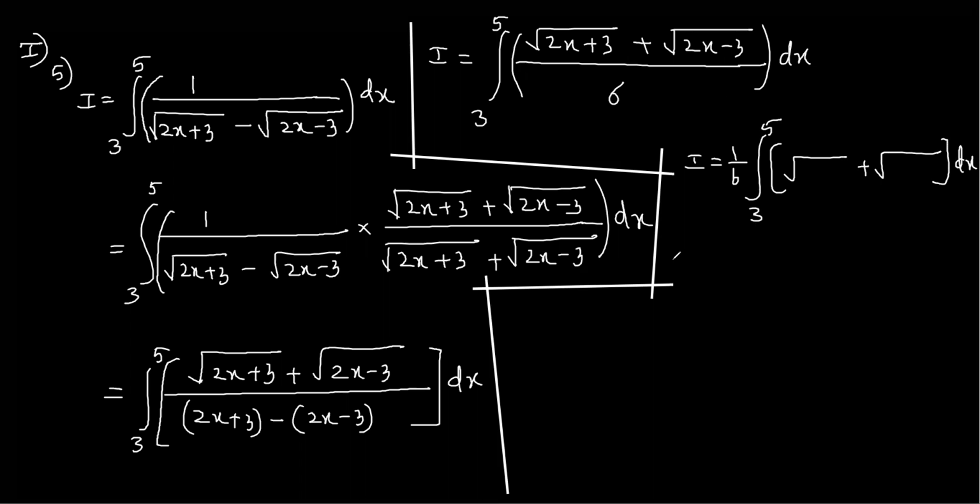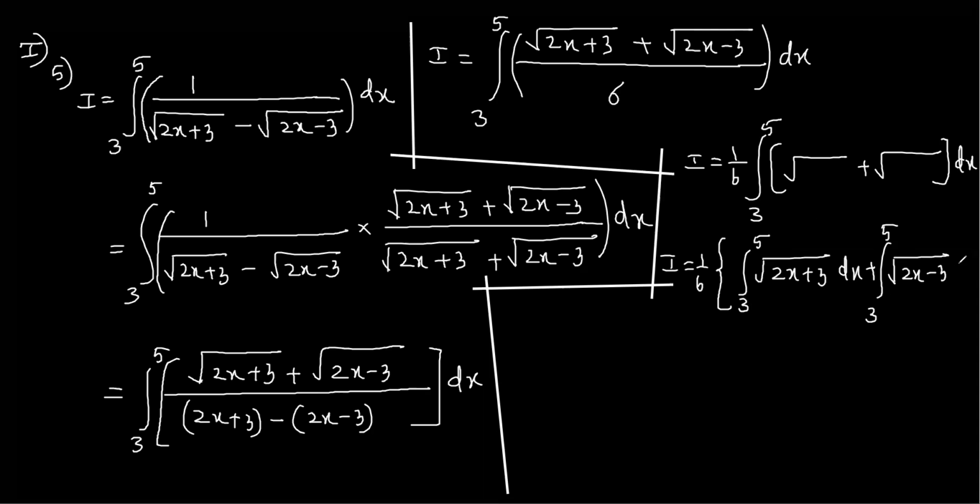Now I will write separate integrals. So I equals to 1 upon 6, and 1 upon 6 is outside. You will write a separate integral for these two. So that is 3 to 5. See, in every step you have to keep writing 3 to 5, 3 to 5. Every step you will have to keep writing that. And this is square root of 2x plus 3, dx, plus 3 to 5, and here you have square root of 2x minus 3, dx, and then the bracket completes.